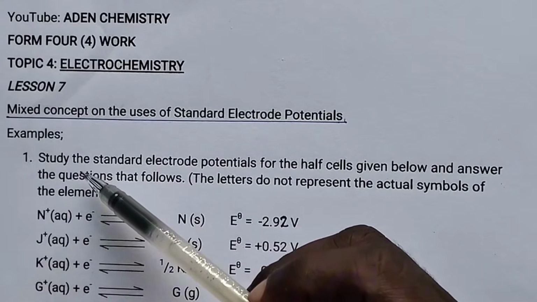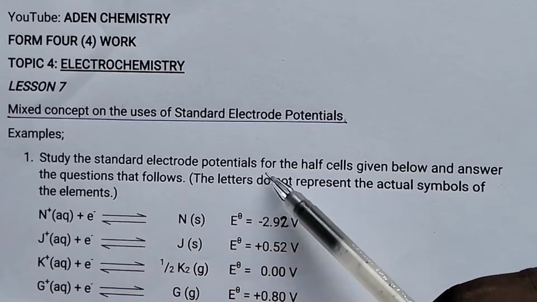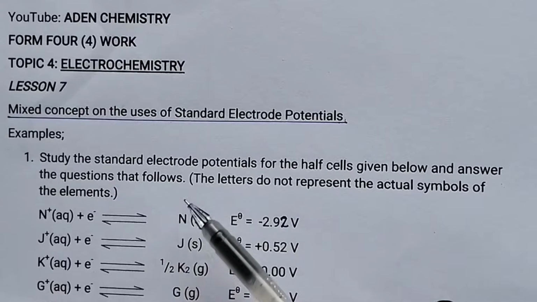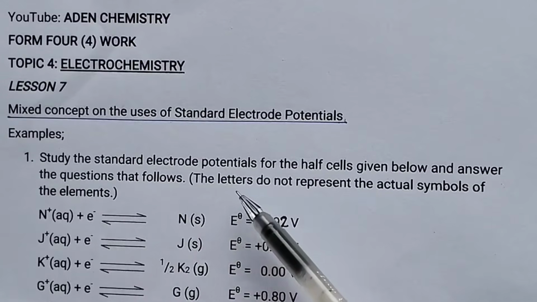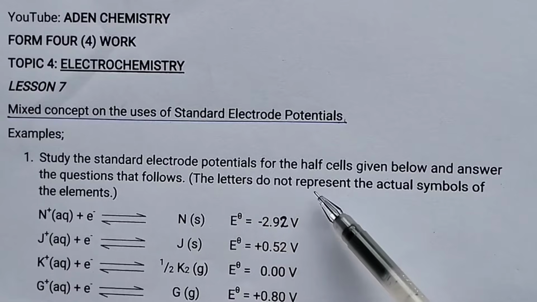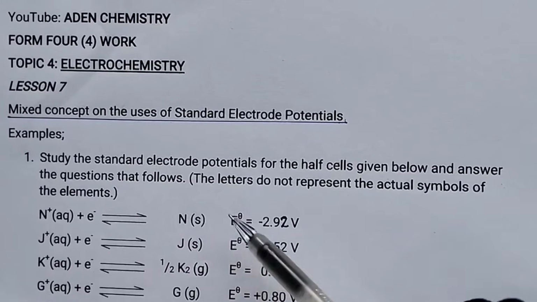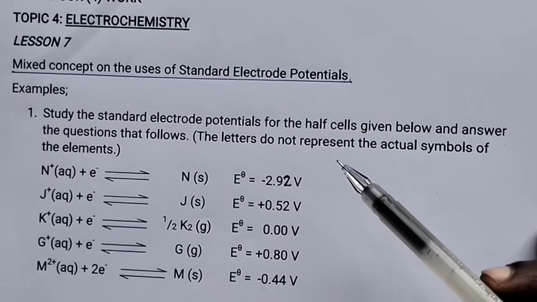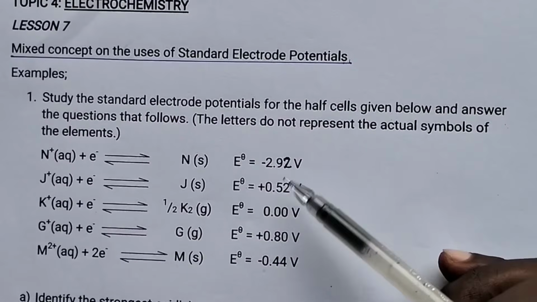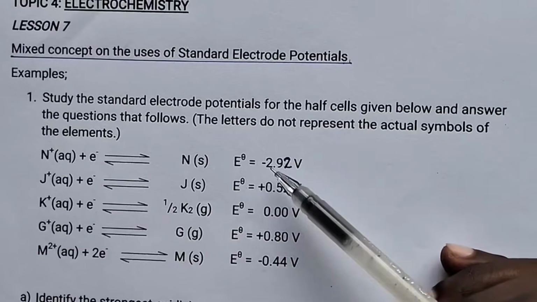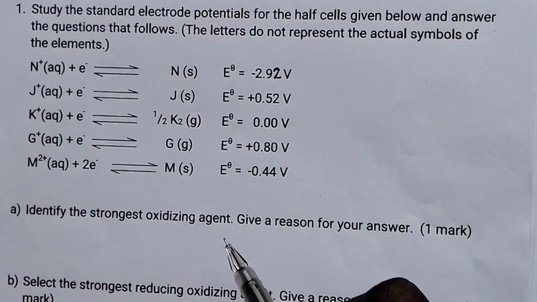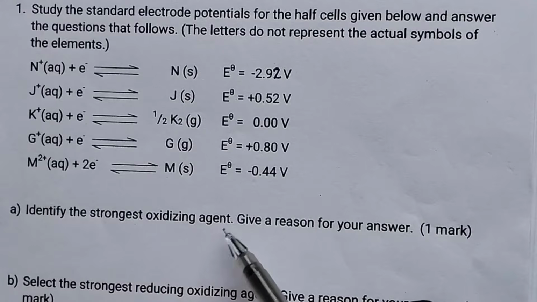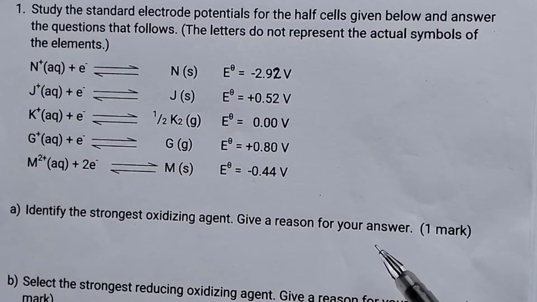We are told to study the standard electrode potentials for the half cells given below and answer the questions that follow. In brackets we are told the letters do not represent the actual symbols of the elements. These are the half ionic equations with the standard electrode potential values. In part A, we are told to identify the strongest oxidizing agent. Give a reason for your answer.